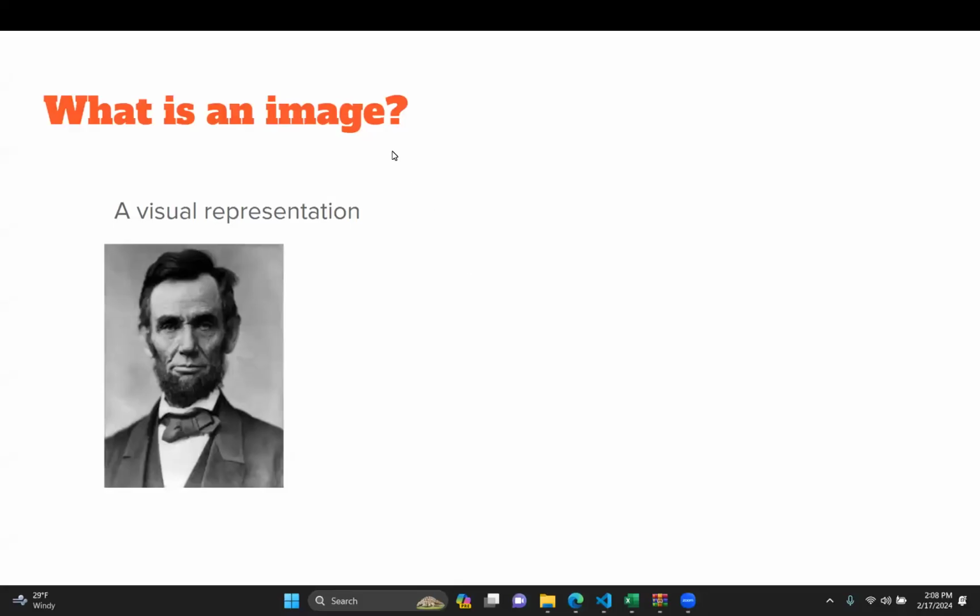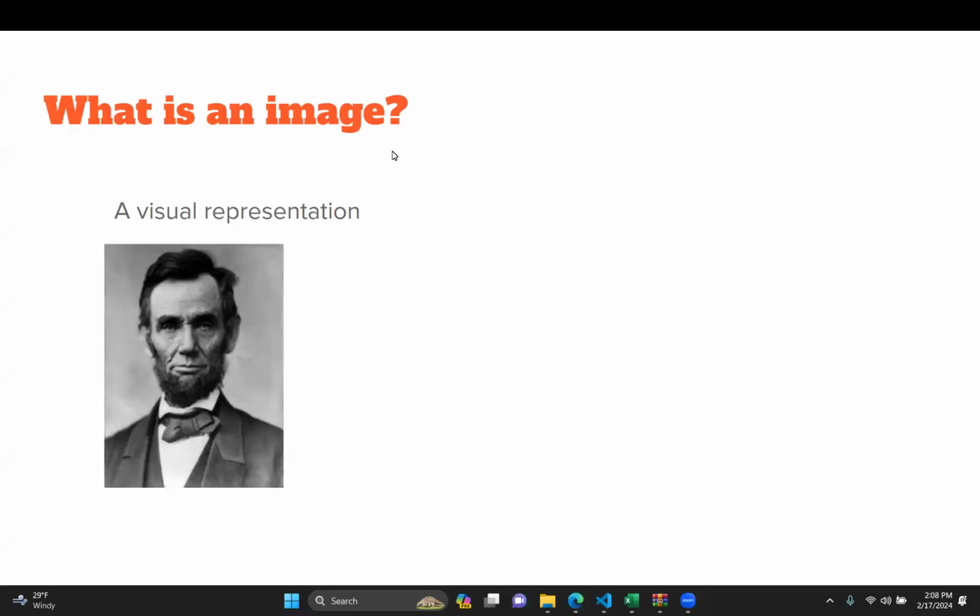Cool. Okay, so let's start with what is an image. An image for us is just a small visual representation, but what do you think the image is for a computer? Anyone who has an idea? Just a bunch of ones and zeros.